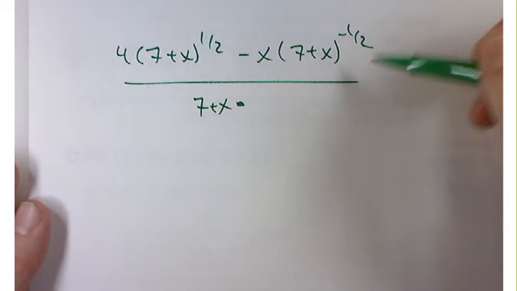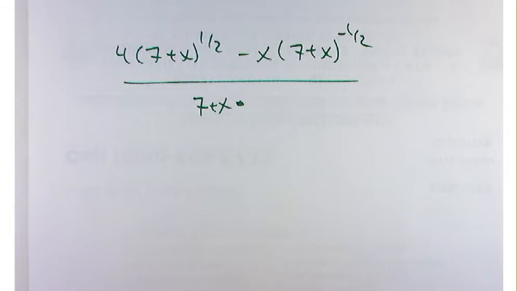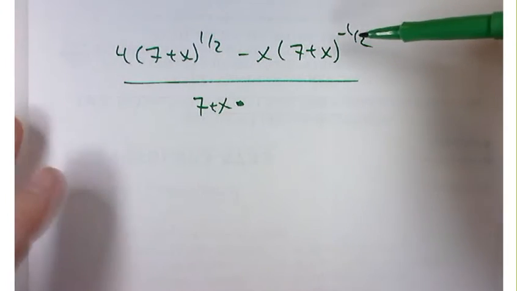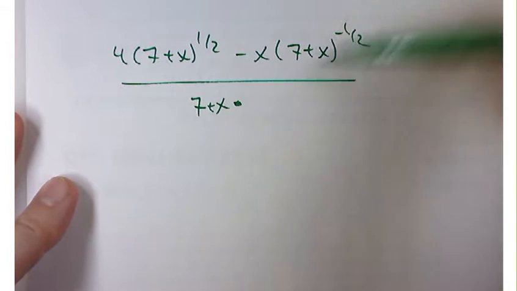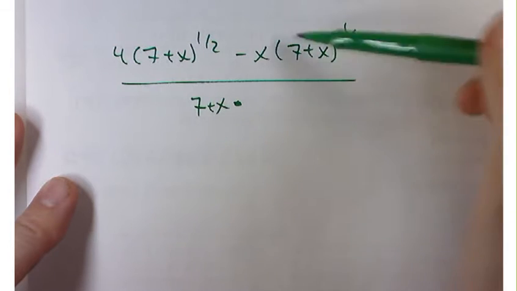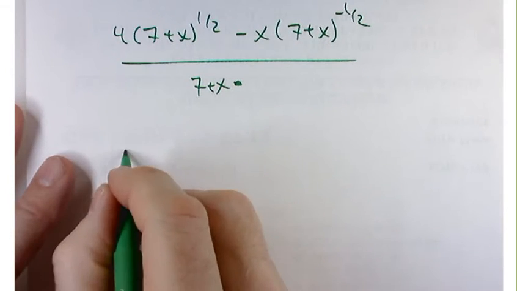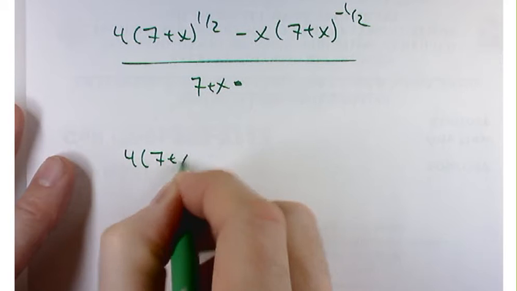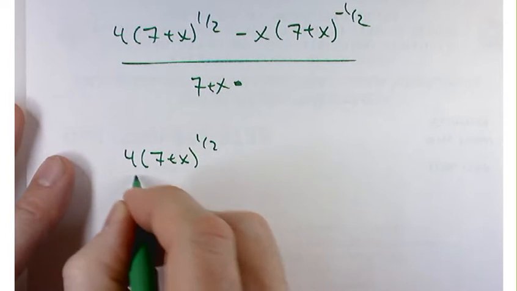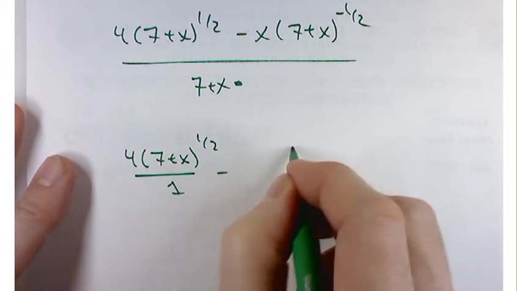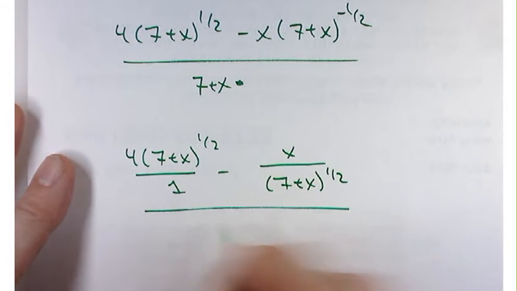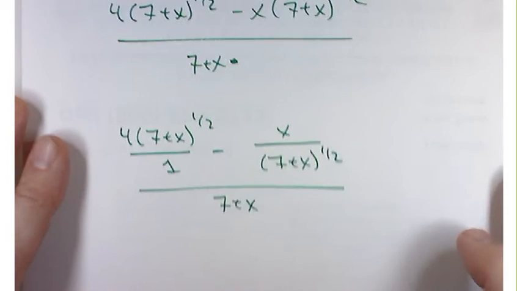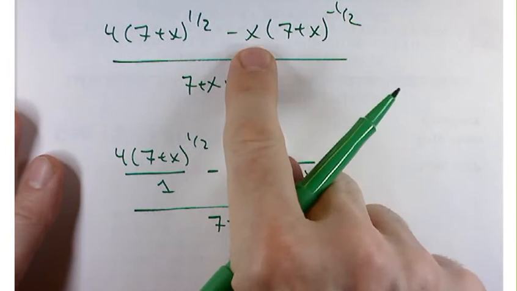So this kind of problem is stuff that you'll see in calculus when you're applying the quotient rule. Not that you have to worry about that now. Now, a different approach to this would be to realize that negative term means that goes in the denominator. Not into this denominator, but into the denominator of the x. So let me write it as this: 4 times 7 plus x to the 1/2 over 1 minus x over 7 plus x to the 1/2 over 7 plus x. So all I did was put that into the denominator with the x.